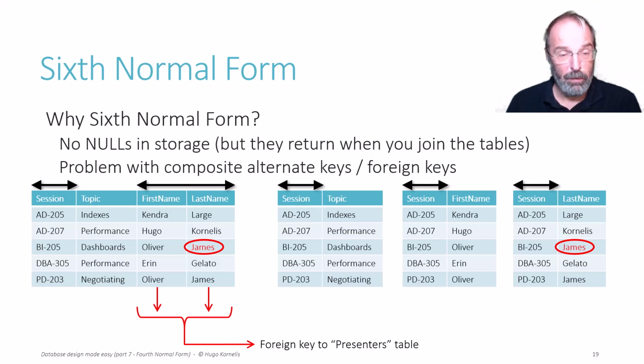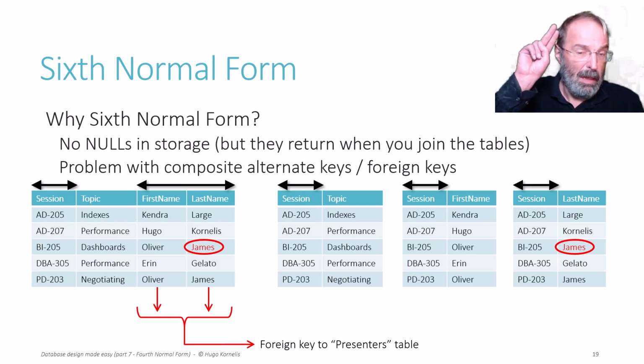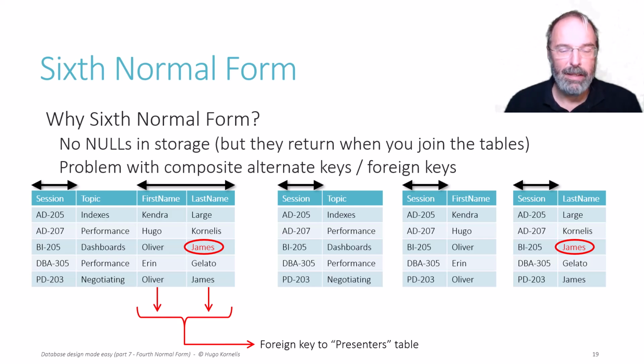So even though sixth normal form has the benefit, and yeah, I say that in air quotes, of not having nulls in storage, it comes at the price of allowing violations of alternate keys and foreign keys that the database no longer can detect.